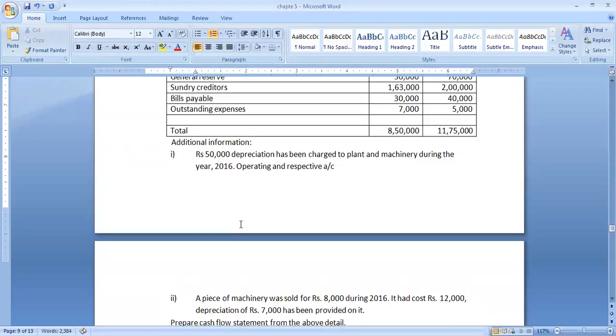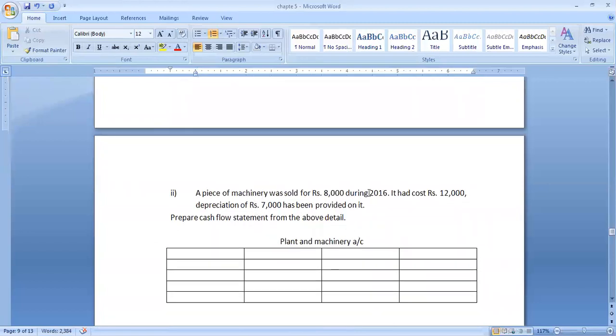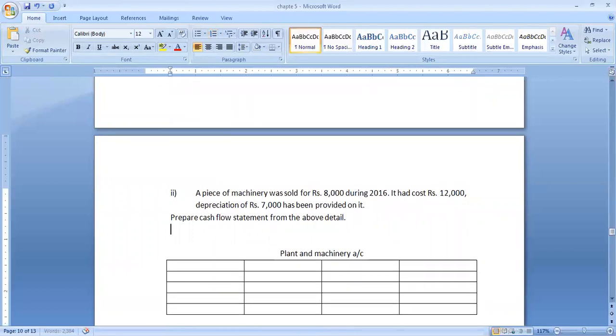And a piece of machinery was sold for rupees 8,000 during 2016. It had cost rupees 12,000. Depreciation of rupees 7,000 has been provided on it. So you need to find out the actual written down value, or the book value, here. Clear? So what is the cost of the machinery? You can write it as a note. The cost is 12,000.